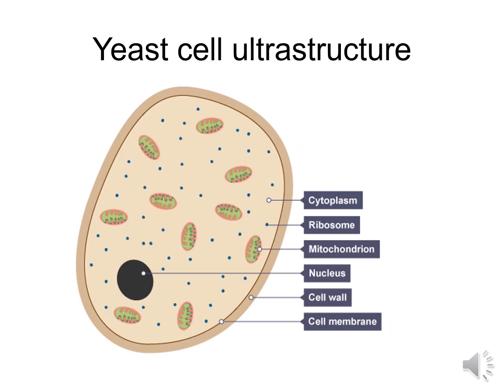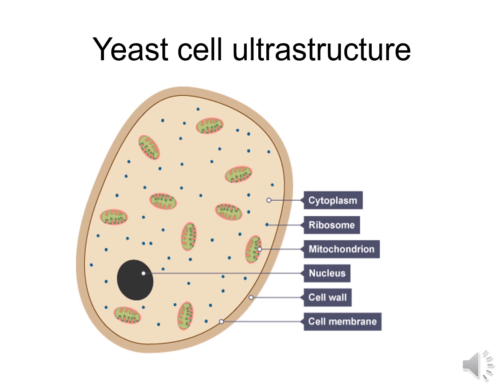Now we're going to look at yeast. Now yeast is a type of fungus, and it has structures common to animal and plant cells. Can you see structures that I would find in both animal and plant cells in the yeast? So what we should see is the cytoplasm, the ribosome, the mitochondria, the nucleus and the cell membrane are structures we'd find in plant and animal cells.